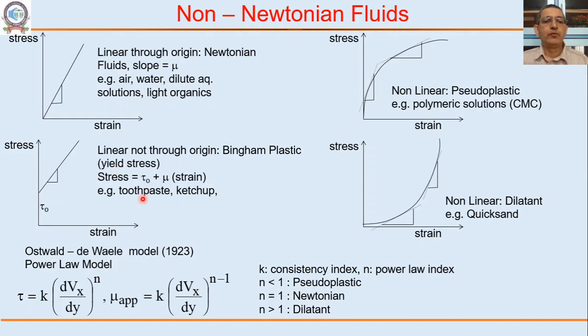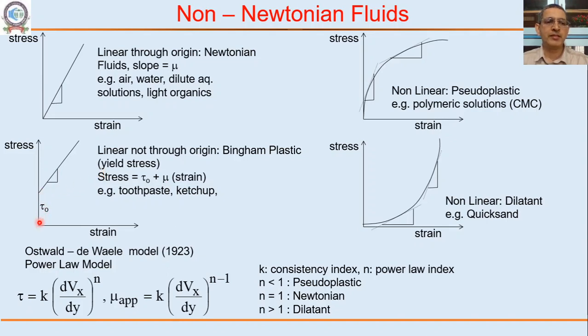Examples of that would be toothpaste, ketchup, things like that. Very thick slurries don't flow even if you just hold them down. Even if you take the toothpaste, open the cap and hold it upside down, it will not flow unless you squeeze, unless you apply more stress, unless you overcome this yield stress. And beyond yield stress, we can write an equation of a straight line. So stress would be tau naught plus mu times strain, and mu is the viscosity slope, but that viscosity is only defined beyond this yield stress.